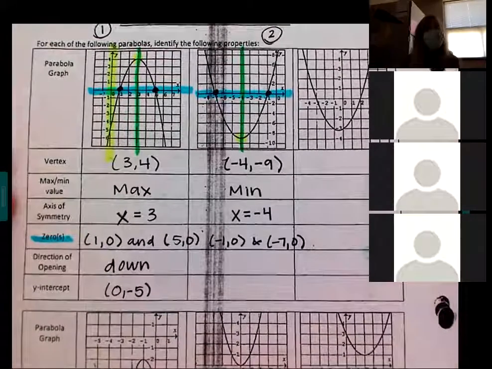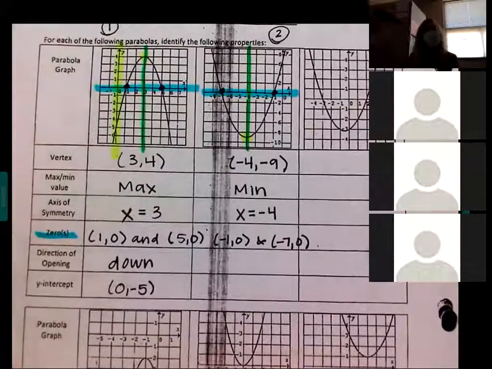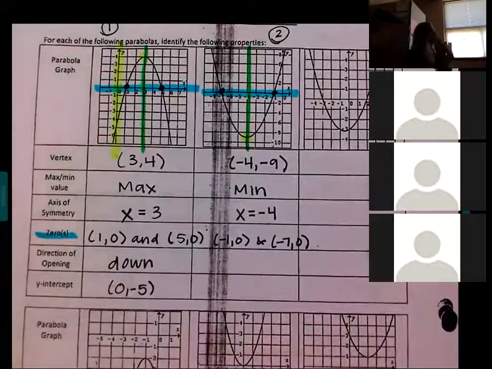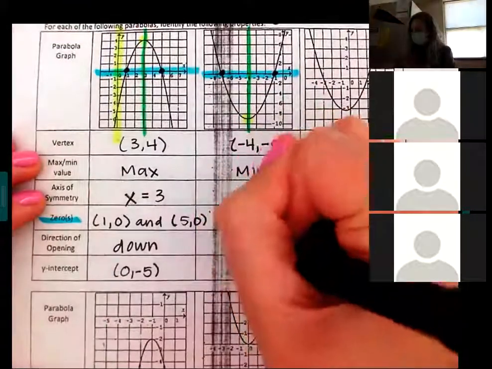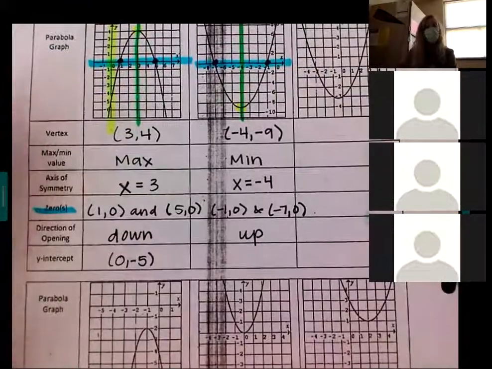All right, y'all, direction of opening. Everybody look up here. I'm going to do my little bird sign again. Everybody look. Start at the point. It's at the bottom. And then it goes up. So direction of opening is very good. If it's up, then it's up, and it's up.